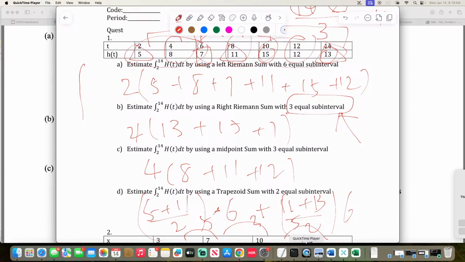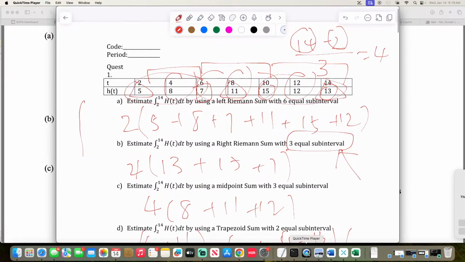But the second one has 3 equal intervals. How many people did this trick? Because with 3, you need to make sure each width is 4. Why 4? Because you can do b minus a over 3, so 14 minus 2 over 3 is equal to 4. So therefore, I know each rectangle width is going to be 4.